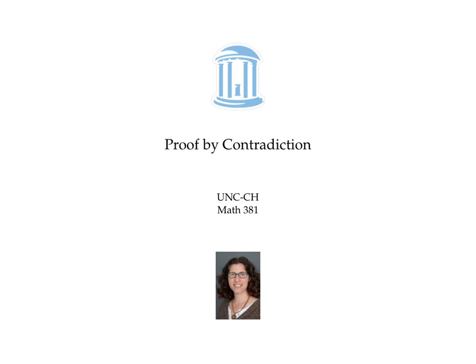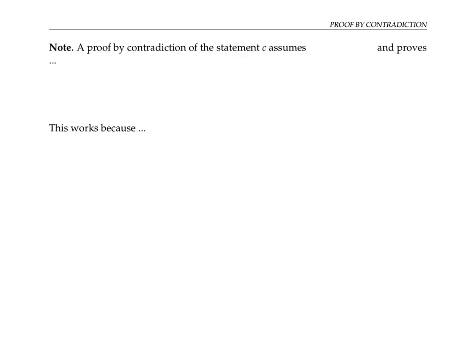This video gives some examples of proof by contradiction. A proof by contradiction of the statement C assumes not C and proves a statement of the form R and not R for some proposition R. This works because R and not R is always false.